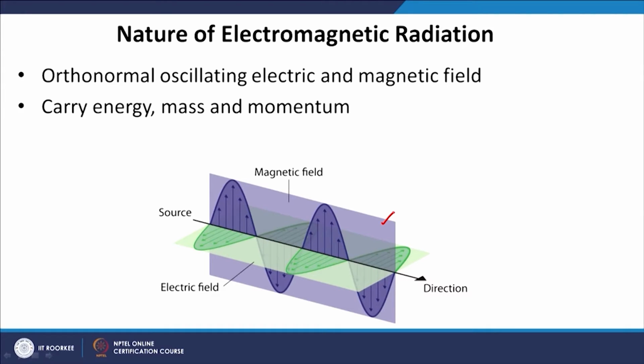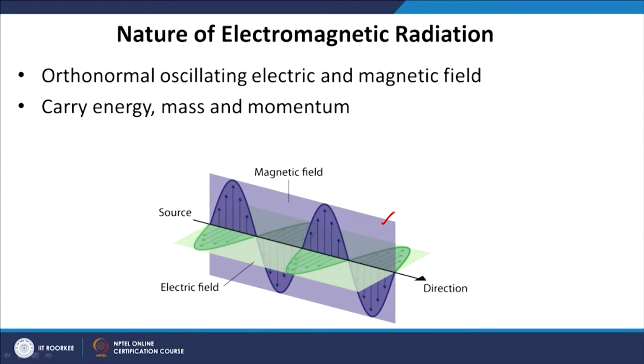So, what is the fundamental nature of electromagnetic radiation? The name itself gives you an idea that it is electric and magnetic radiation or waves. It is basically oscillating electric and magnetic waves which are orthonormal to each other. That means they oscillate in perpendicular planes. So, this is the plane of the magnetic field which is oscillating, and this is the plane of the electric field, and they are orthonormal to each other. That means they are in perpendicular planes. These waves carry energy, but they also carry mass and momentum.